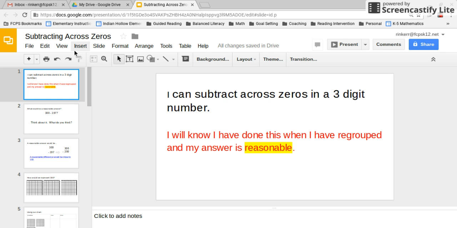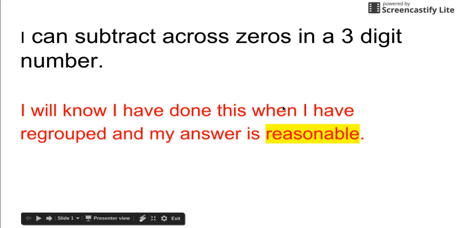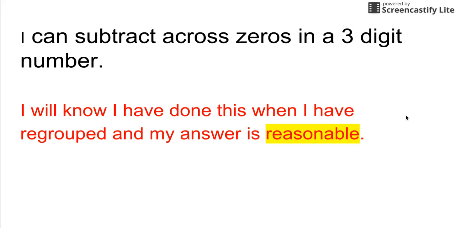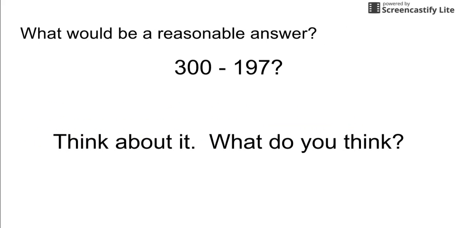So today we're going to be learning about subtracting across zeros in a three-digit number. So our learning target for today is I can subtract across zeros in a three-digit number. And you'll know you're successful with this when you have regrouped, because every time you have zeros in the top, unless you have straight zeros in the bottom, you're going to be regrouping. And your answer is reasonable.